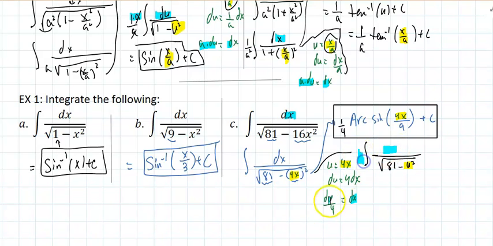replaced by du and a 1/4, so this will be 1/4 the inverse sine of u plus c. And what was u? U was 4x.